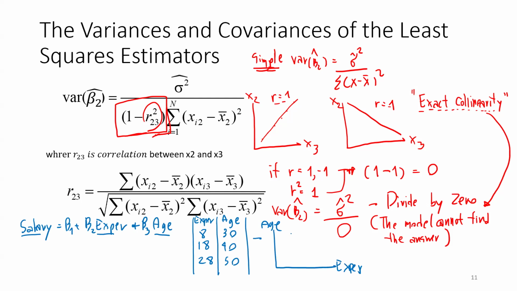In this case, if you plot age and experience, it means the higher the experience, the higher the age. You will find that the correlation is 1, which means in this model you will face exact collinearity, and you will end up with the model not being able to find the answer. Divide by 0.